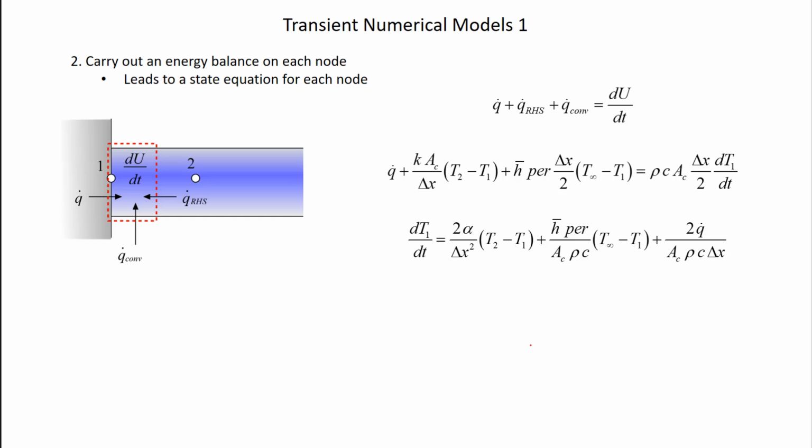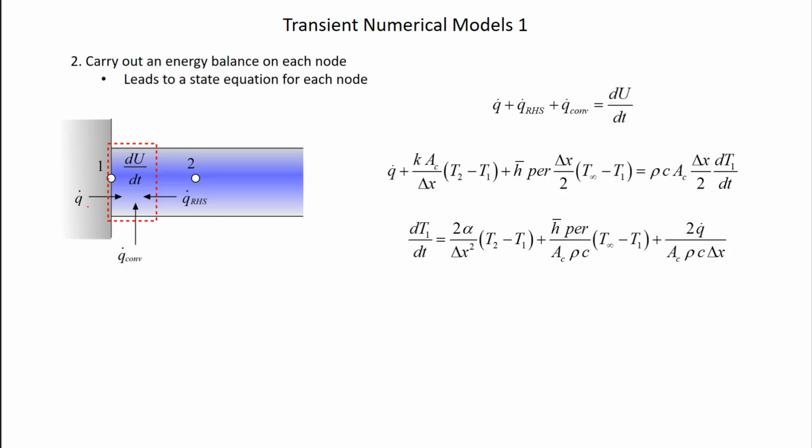So here's node 1. Node 1 is sitting in the material of the fin right at the base. So my control volume extends over towards node 2, but it does not extend past the base of the fin, right? So it's half as big as the other control volumes.